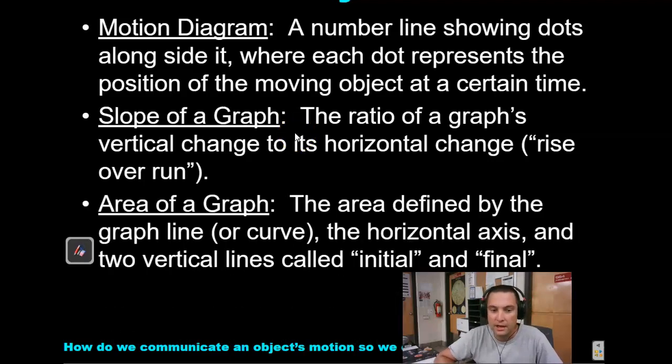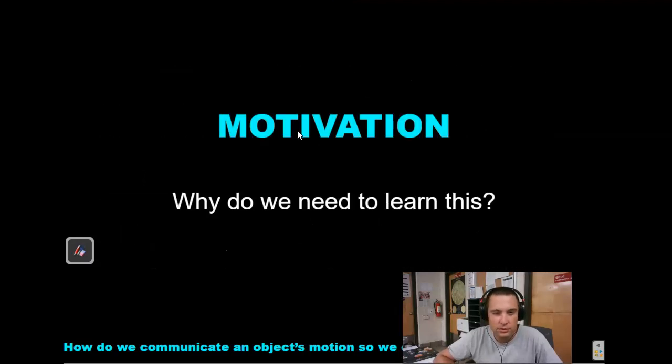Area of a graph, the area bounded by the graph line or curve, the horizontal axis, and the two vertical lines called the initial and final. We'll talk more about that and you'll be able to see it. If you did the calculus, then you know that it's the integral.